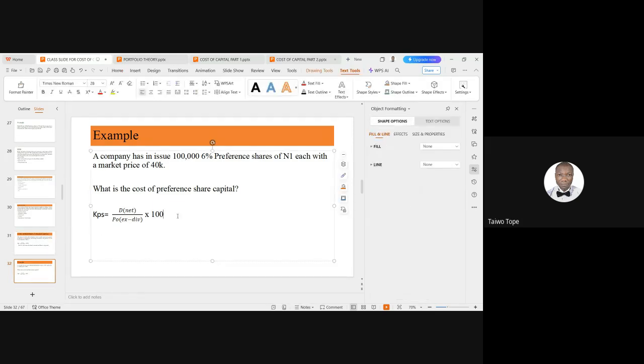What? The dividend is what? The dividend will be what? 6% preference share of 1 naira each. It means the dividend can otherwise be referred to as the interest. So the interest in relation to this is what? It is, you said, 6% preference.